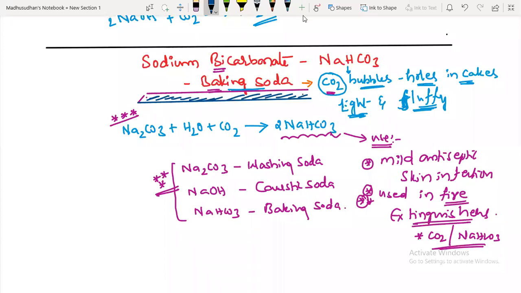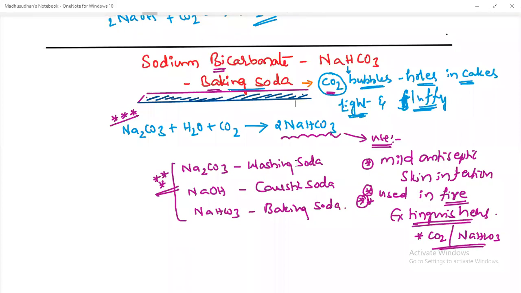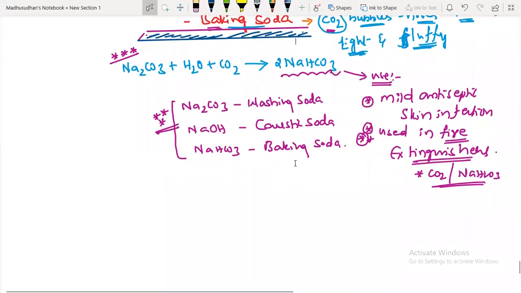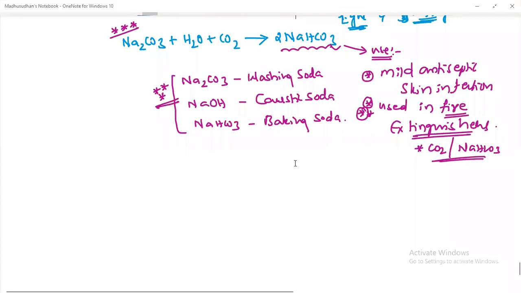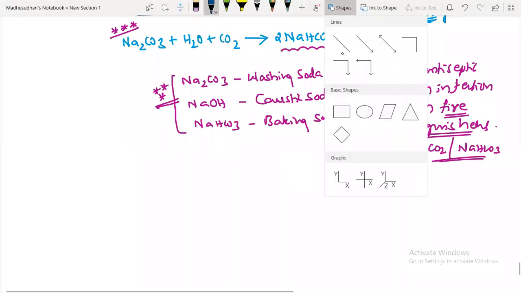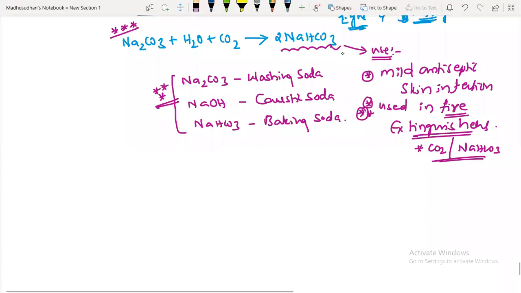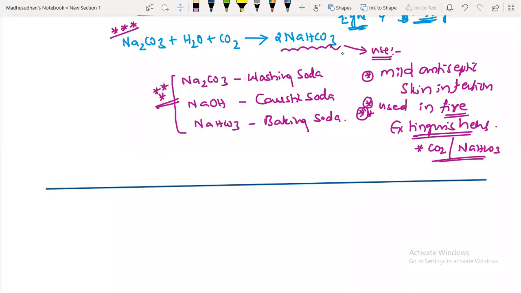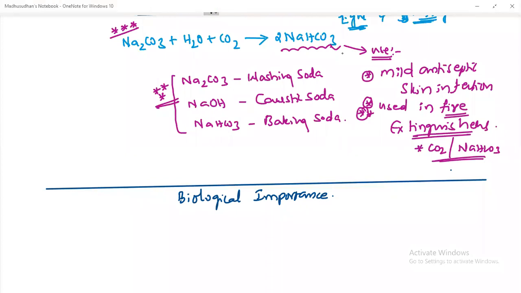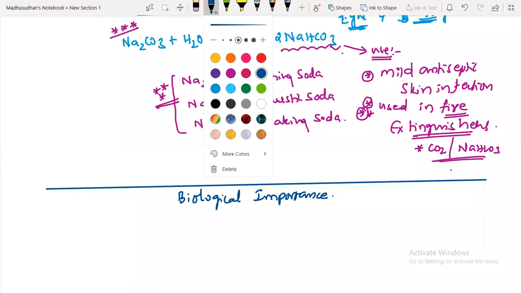Next, some biological importance. With this, first group elements will be complete. Now we will discuss their biological importance. Okay, biological importance of first group elements.